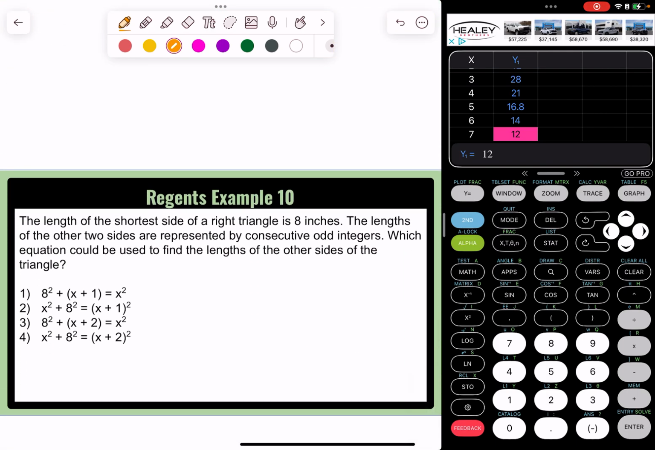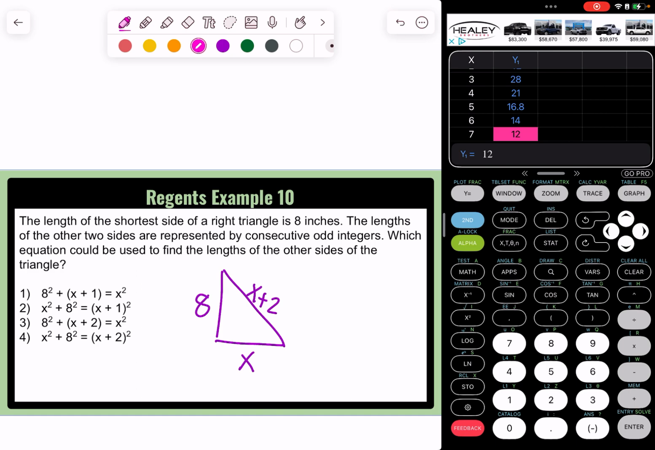And let's look at the next question. The length of the shortest side of a right triangle is 8. Okay, so we have a right triangle. The shortest side, so one of these sides, is 8. It then says the length of the other two sides can be represented by consecutive odd integers. So we can just give this x, and then that longest one would be x plus 2. Remember odd? We do x plus 2, x plus 4. Which equation can be used to find these lengths? If you know anything about a right triangle, we use the Pythagorean theorem. a squared plus b squared equals c squared. So we would have 8 squared plus x squared equals x plus 2 squared, which is answer choice 4.